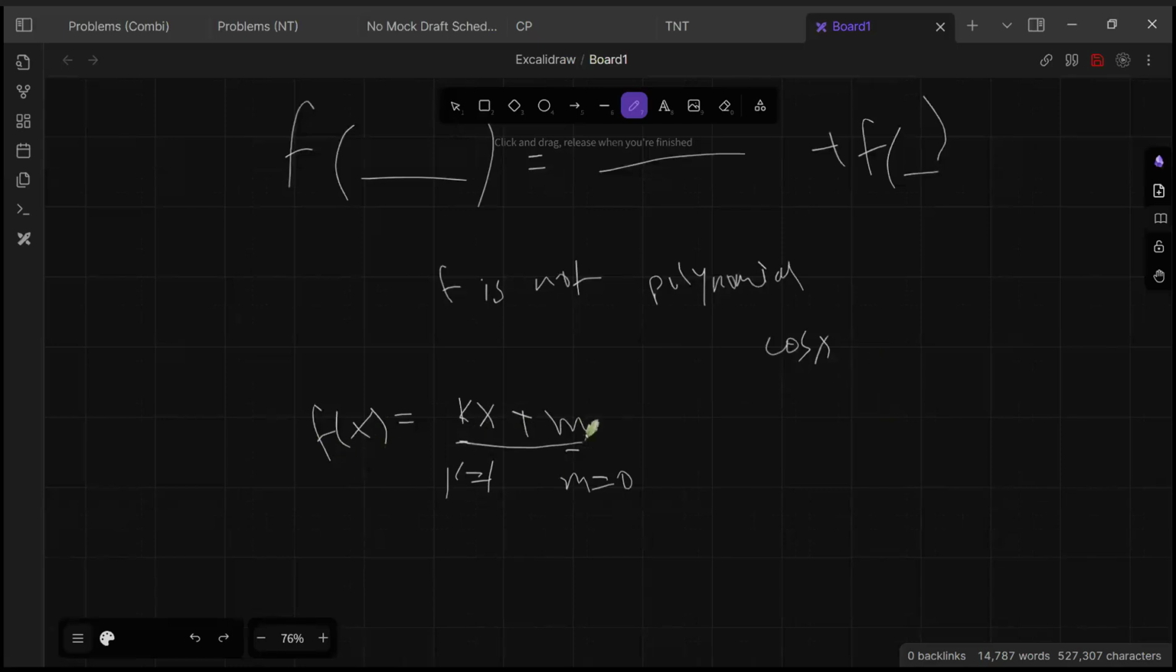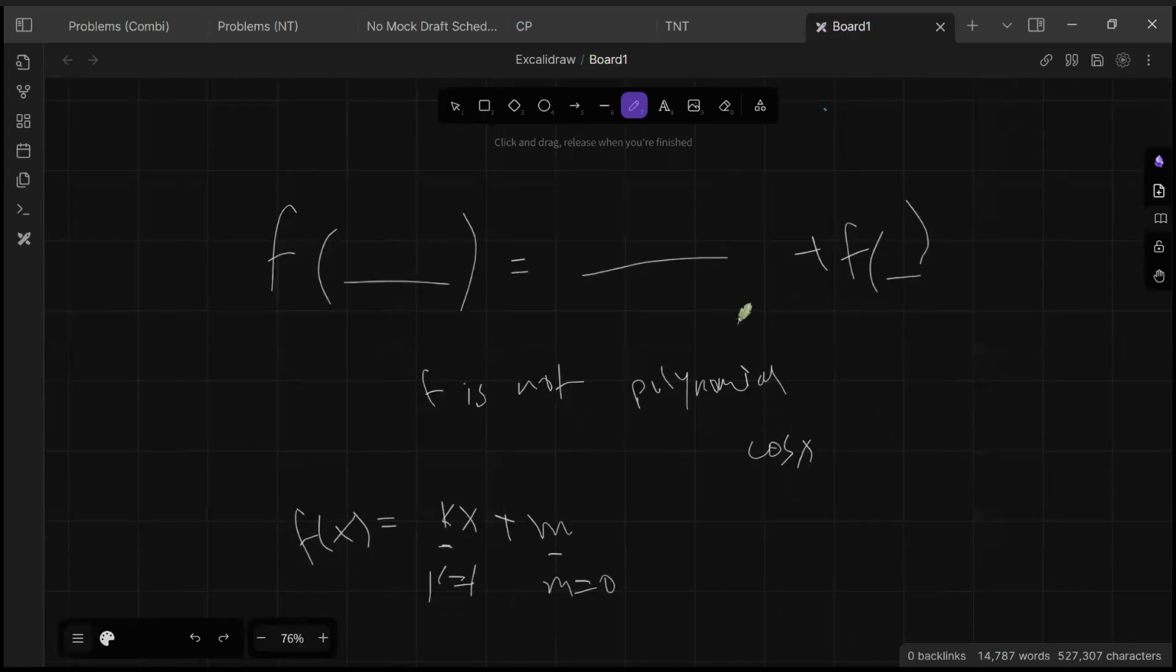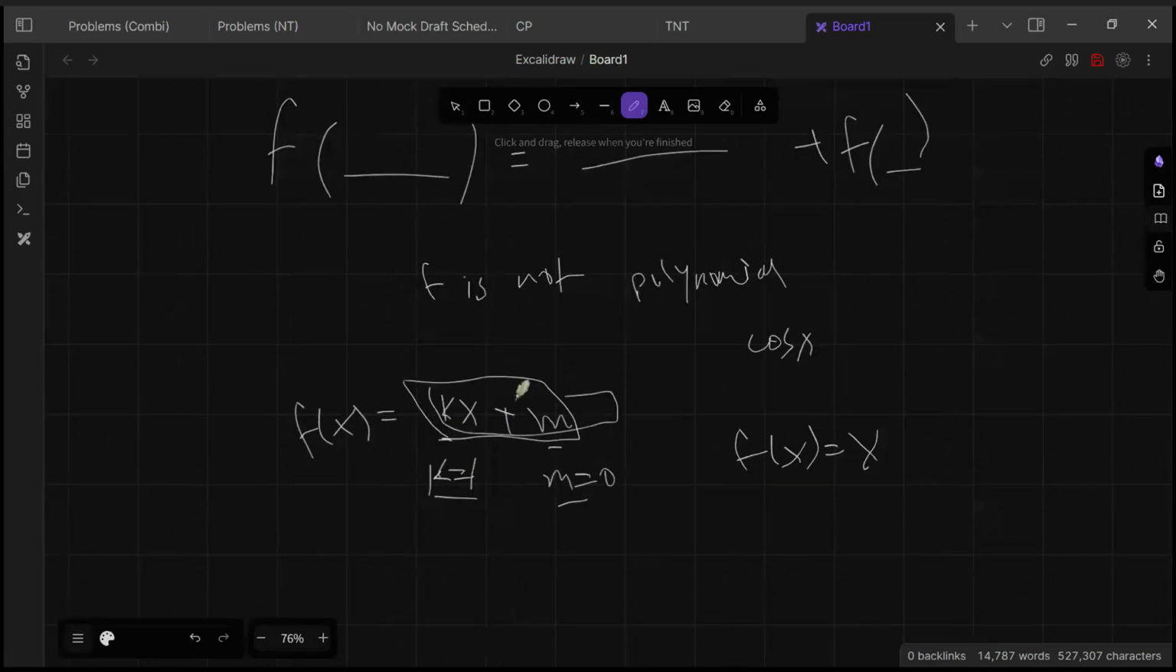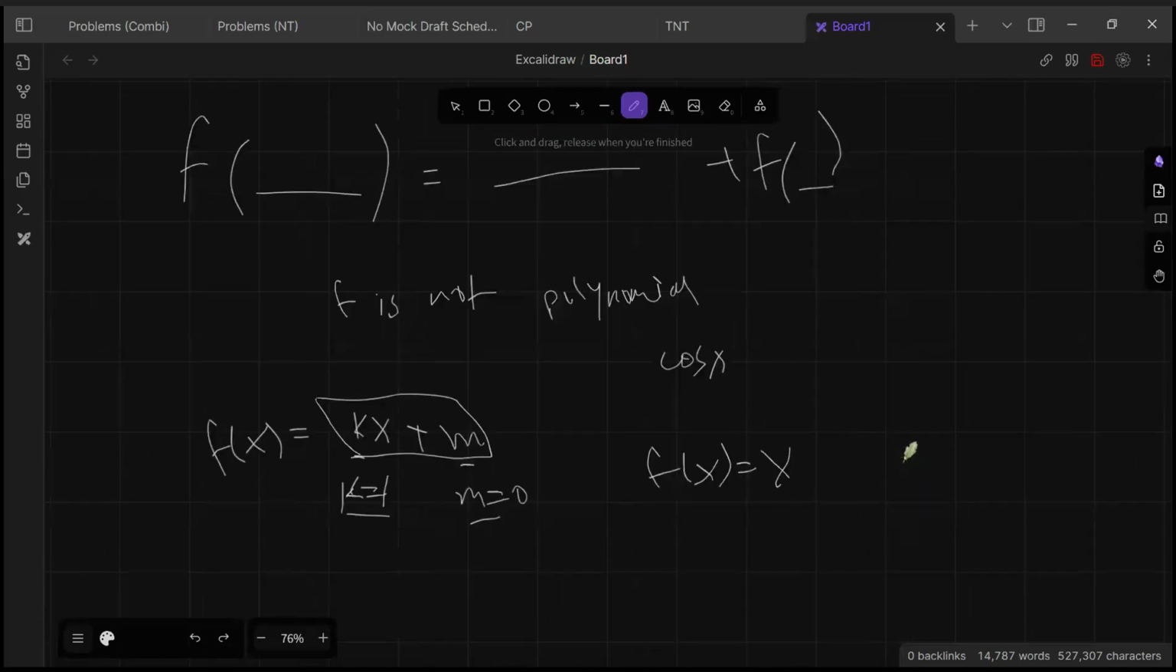So f of x is equal to kx plus m. You can assume this just for your internal checking of what the solution is. Maybe you plug this in and you get k equal to 1, m equal to 0. So you know that out of all kx plus m, only f of x equal to x works. But you don't know this for all functions that exist, only for all the kx plus m. So don't assume implicitly that f is a polynomial.